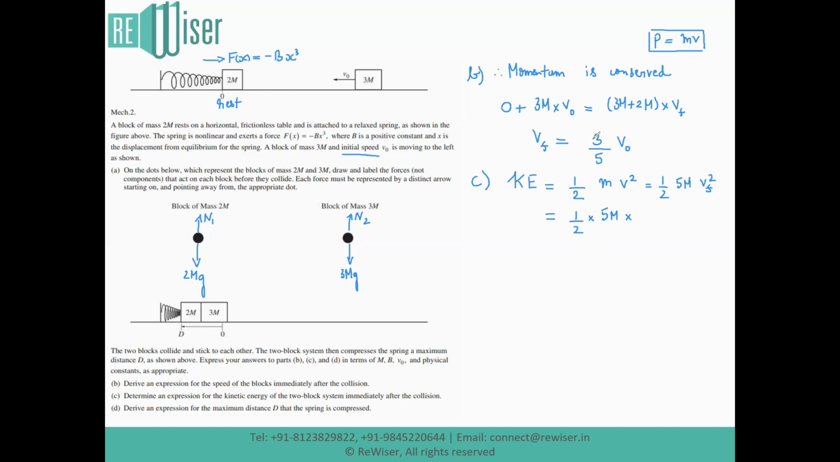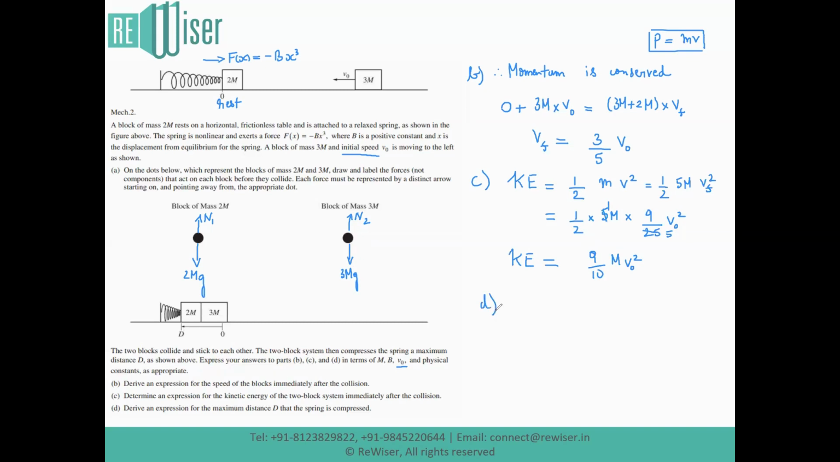V final the whole squared is 3 by 5 v naught the whole squared. We need to substitute this as they want our answers to be expressed in terms of v naught and not vf. So 3 squared is 9, 5 squared is 25, times v naught squared. 5 times 5 cancels here. This gives us the answer as 9 over 10 m v naught squared. So this is the value of kinetic energy of the system after the collision.